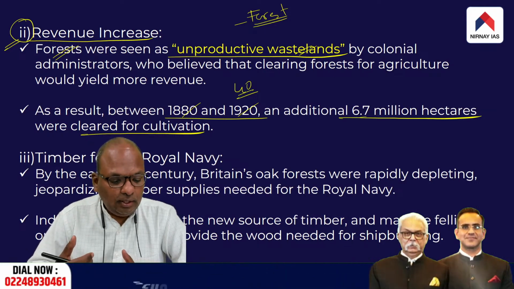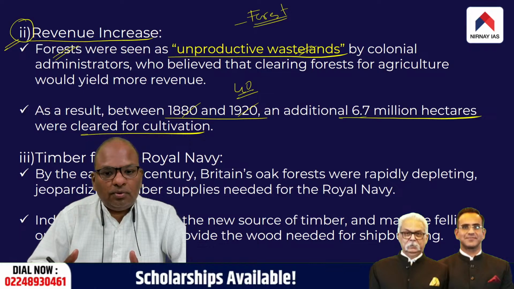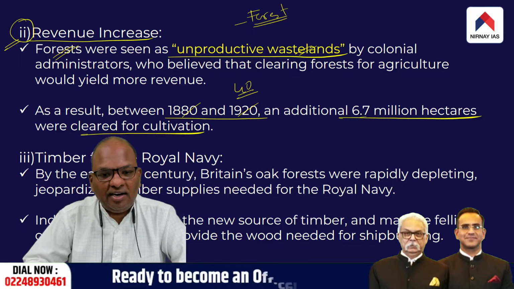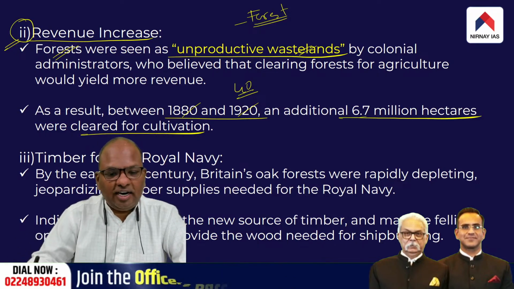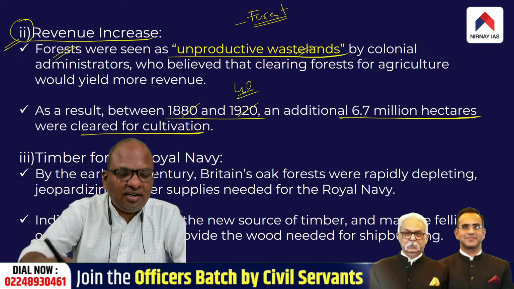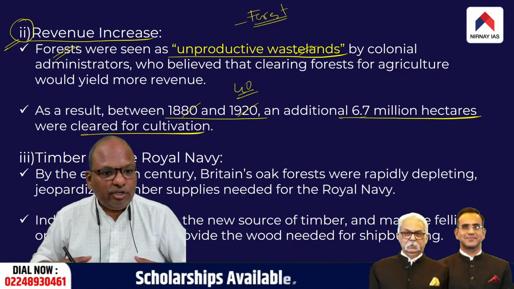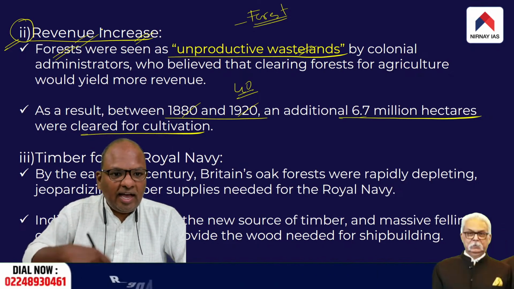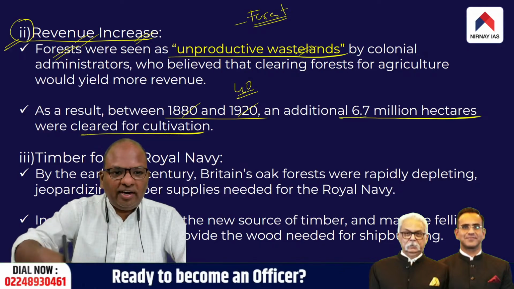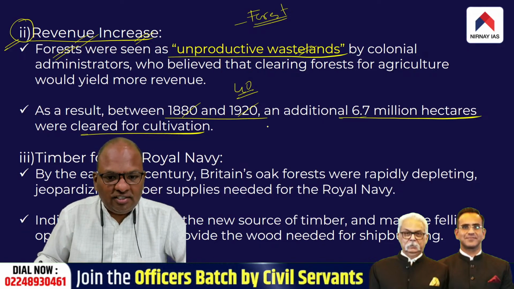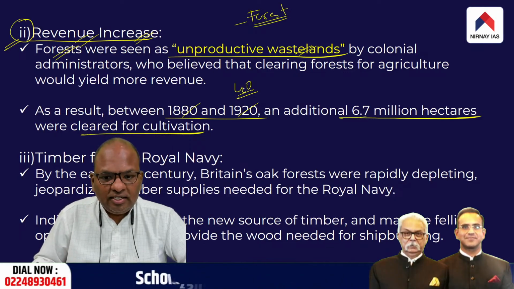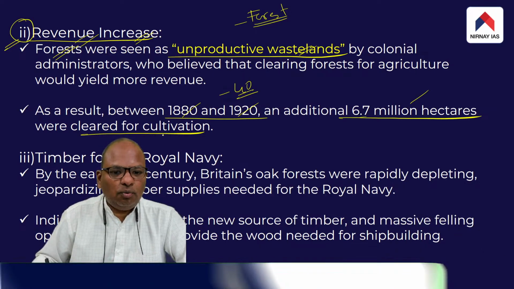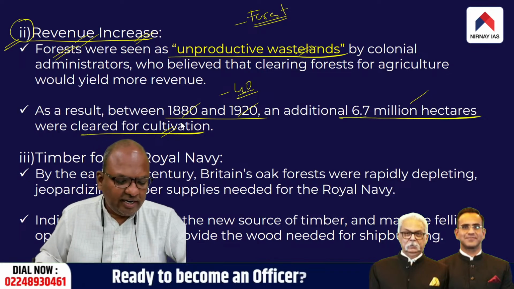Very ironic. The British began to argue that they can increase their revenues by bringing more and more land under cultivation. If more land is under cultivation, the British could collect land revenue from the peasants and thereby increase their revenues. And therefore, only with the intention of increasing their revenues, the British began encouraging the people to go ahead with deforestation. I just told you the statistics. Between 1880 and 1920, that is just in a span of about 40 years, 6.7 million hectares of land was cleared for cultivation. That became the second important reason.